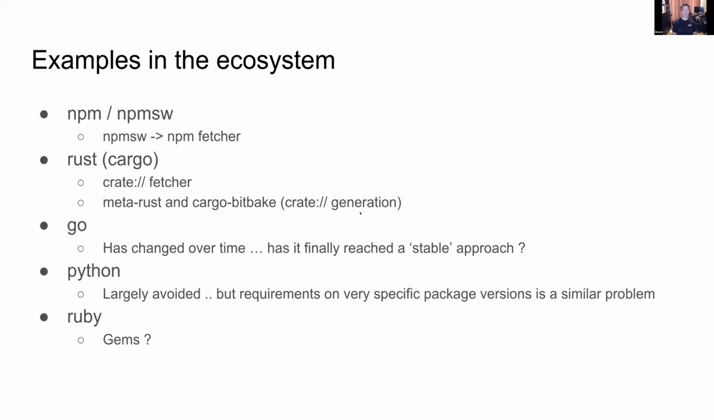Python, where's Tim? I hope he's listening. It's largely avoided, but in my opinion, in Python we package all the Python libraries. They're separate packages and they're just listed as dependencies. But because we don't have as fine-grained dependency specification, it's been avoided. But if you have a whole bunch of different packages that depend on very specific versions of the dependencies, you can run into a similar problem to what we see with some of these other fetchers and how they have to set up their build directory. And then Ruby, I know nothing about Ruby, but I think gems are another example of a similar problem.